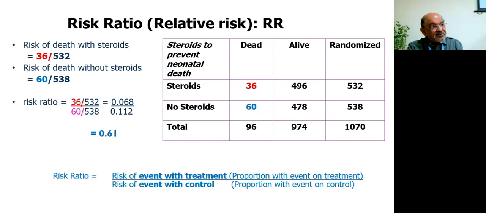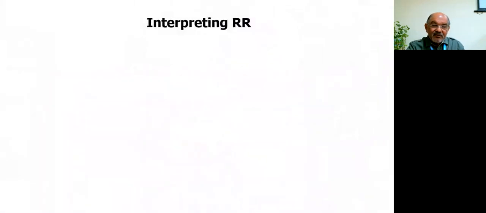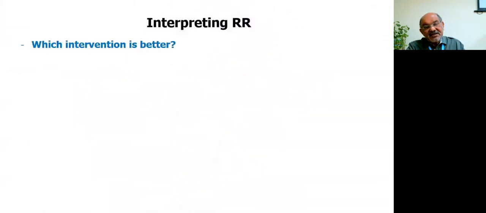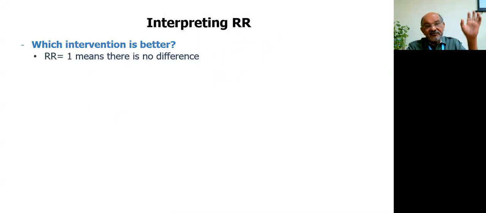So risk ratio means the risk of the event of interest in the treatment group divided by the risk of the event in the control group. That is a proportion of people who had that event. Now, the interpretation is, it tells you which is better. When you have an RR of 1, it means there's no difference.